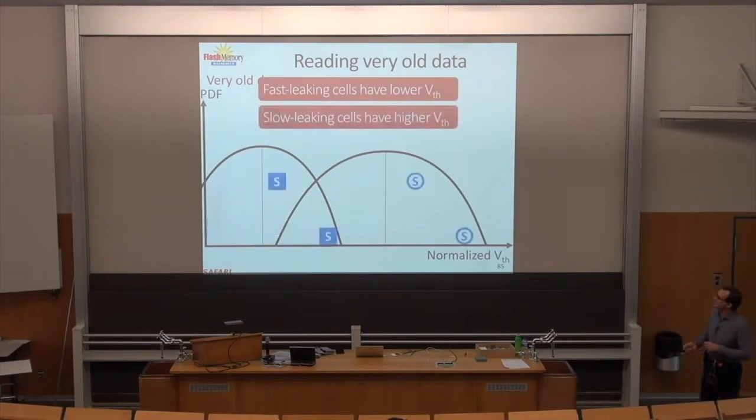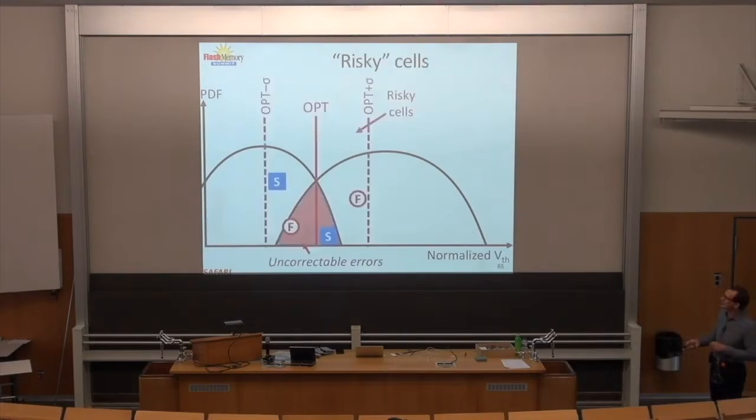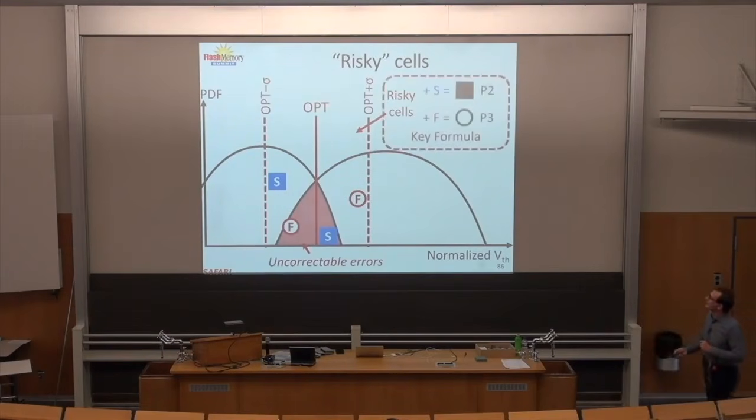I already said this. Slow leaking cells have higher threshold voltage distribution. So there are some risky cells, as you can see, that fall into this vicinity where you get uncorrectable errors. And basically, this explains it. If you're a risky cell, and if you're slow leaking, you should really be characterized as belonging to a P2. If you're in the risky area, and if you're fast leaking, you should really be characterized as belonging to a P3. That's the idea. So how do you know whether it's fast leaking and slow leaking?